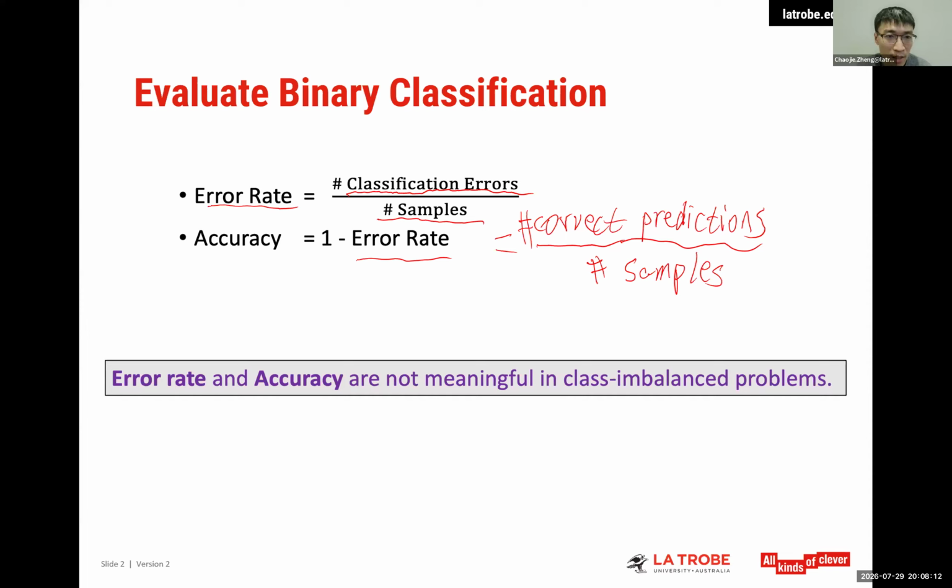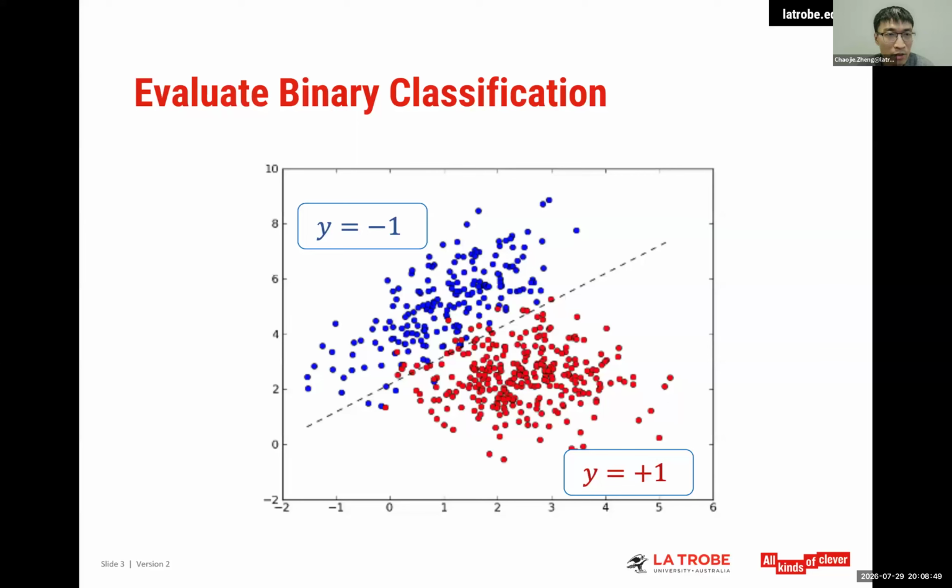These two are the most commonly used measures, but they are not meaningful in class imbalance problems, especially in the medical field. In that case, we have fewer patients than healthy people, so the data will be very imbalanced. In different scenarios, we may need other measurements to help us reflect the performance of the classification model.